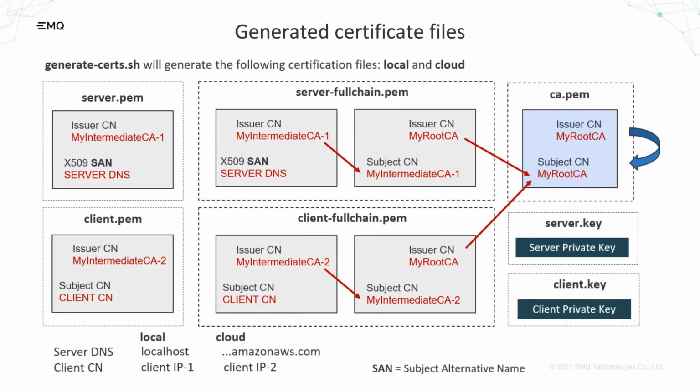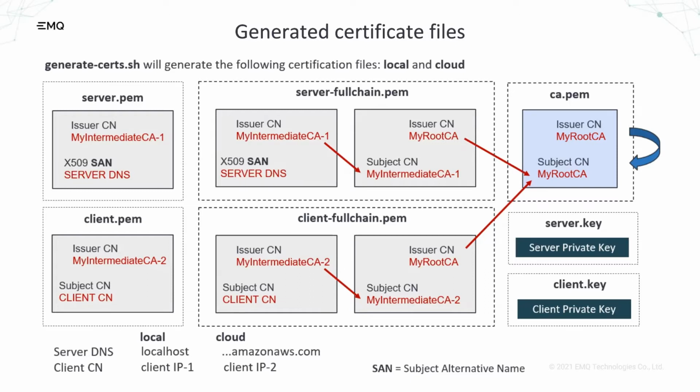The server.pem file just contains one certificate from the server to the first intermediate certificate. Then the server full chain.pem file contains the complete chain from the server domain to, but not including, the root CA. So the root CA is not included.